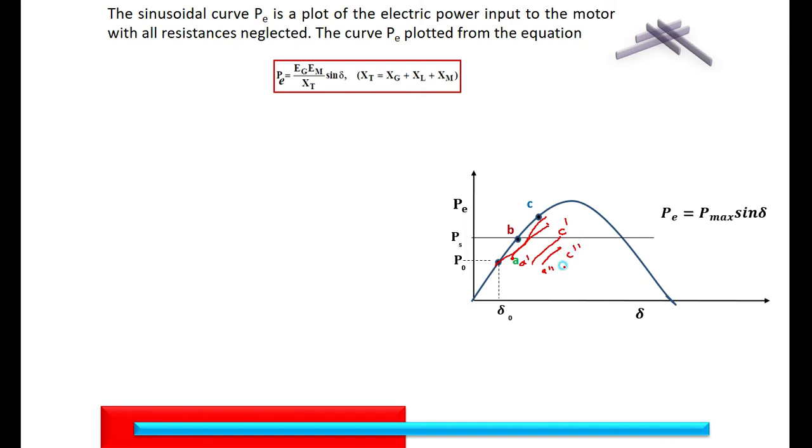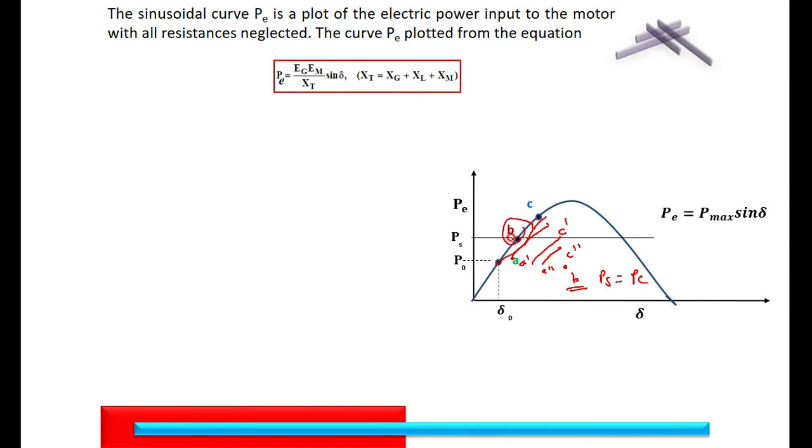Then ultimately, lastly, it is settling down at point B, where once again PS is equal to P. Therefore, it is settling down to a new value. But it is not settling immediately, it is swinging. That is what we are calling the swing equation, or we are talking about a swing equation.